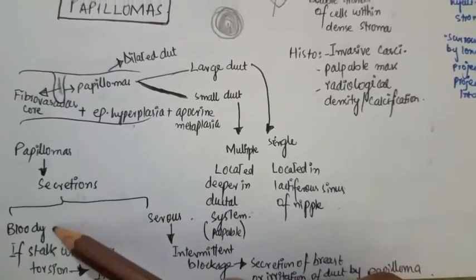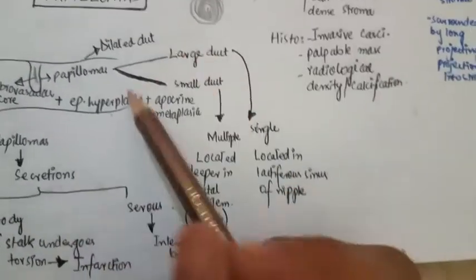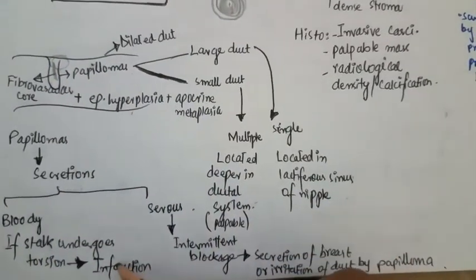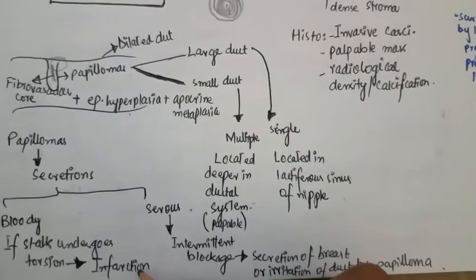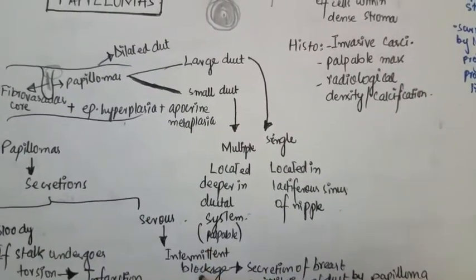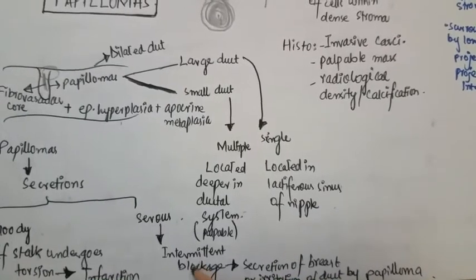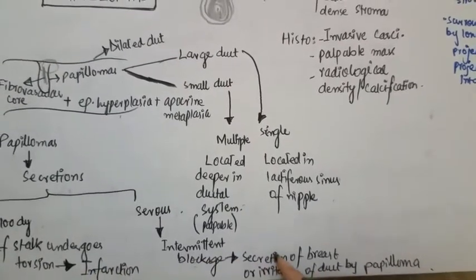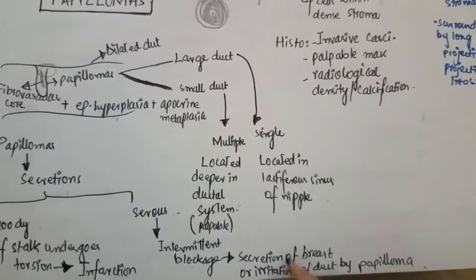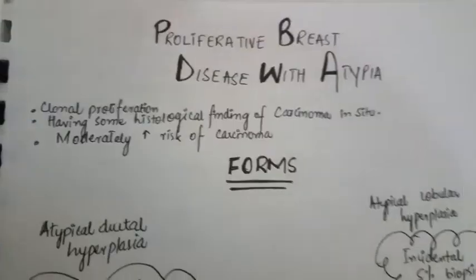Why does it give the bloody secretion? If the stalk of the papilloma undergoes torsion, it will result in infarction, which causes the bloody secretion. If I talk about the serous secretion, it results from intermittent blockage by the papillomas, causing secretion of the breast, or from irritation of the duct by the papillomas.